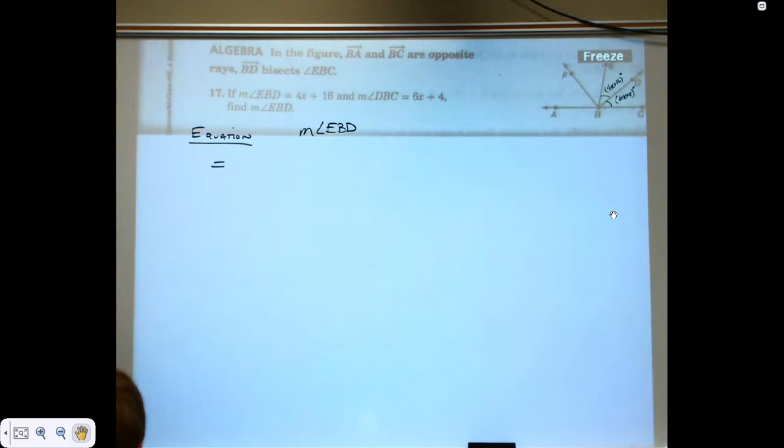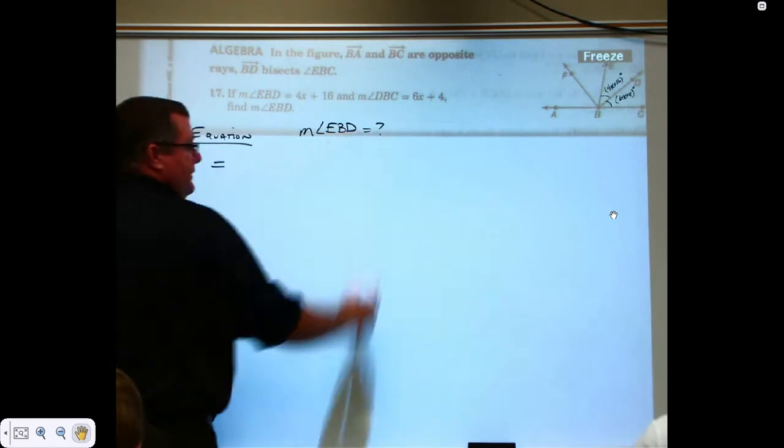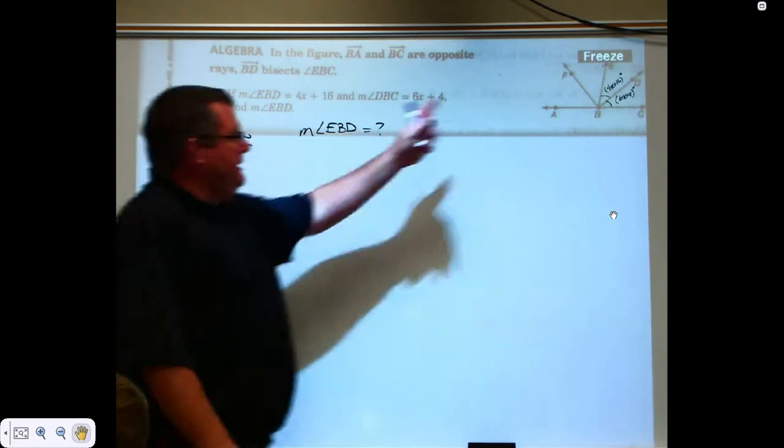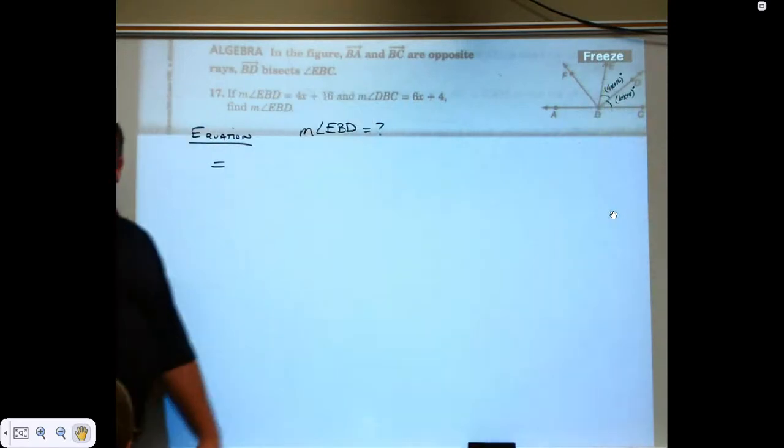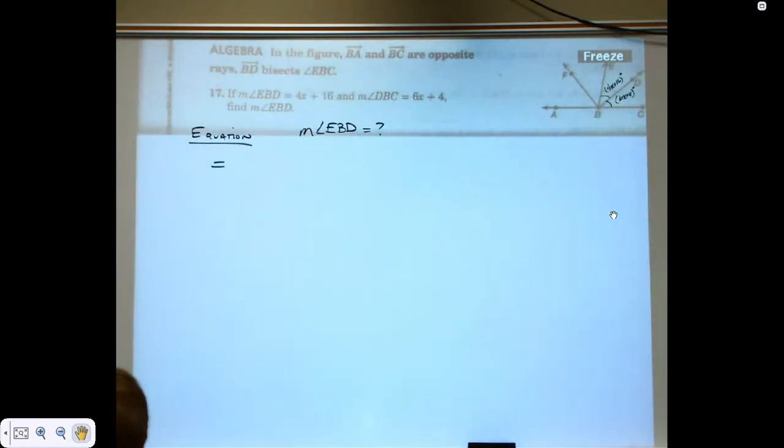Well, how am I going to find the measure of angle EBD? They want you to find a number for it. I know that EBD is 4 times whatever x is plus 16. So, if I knew what x was, let's get out that red book, please. You're supposed to bring the book every day. We're on page 7.